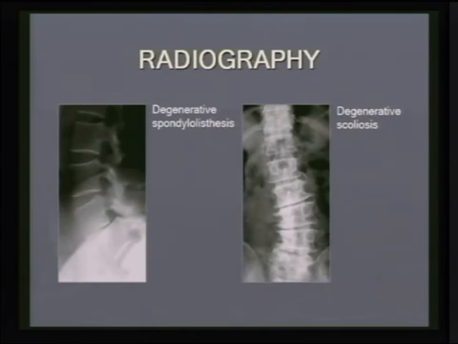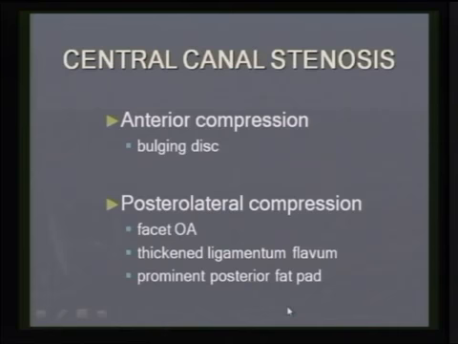Maybe we see a degenerative spondylolisthesis here on your right side, on your left side at the L4, L5 level, and on this side we see a degenerative scoliosis, so that's where plain film may show some interesting findings. As far as central canal stenosis is concerned, the compressive features anteriorly are the bulging disc, and the posterolateral compressive features are facet osteoarthritis with bulky osteophytes, thickening of the ligamentum flavum, and prominence of the posterior epidural fat pad.